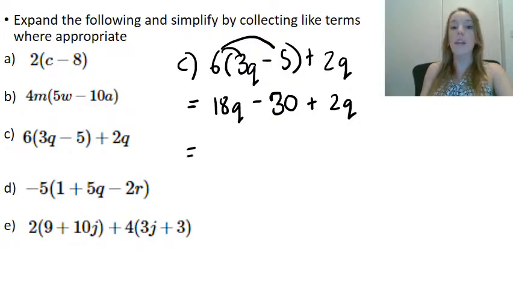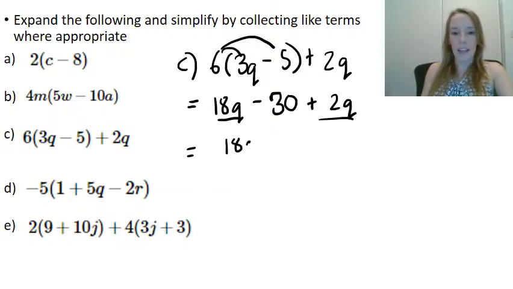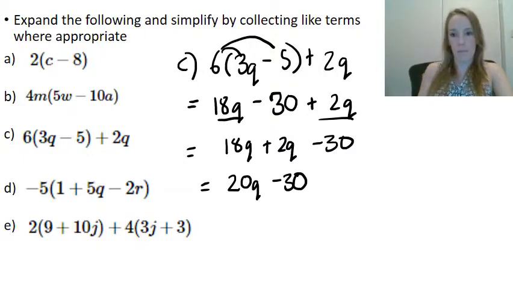Now from there we can collect our like terms. So you can see we've got 18Q and 2Q here. So they're like terms. So 18Q, I'm just going to rearrange it. Remember, we keep the sign that's in front of our terms. 18Q plus 2Q is going to give us 20Q, take 30. And that will be our answer there for C.